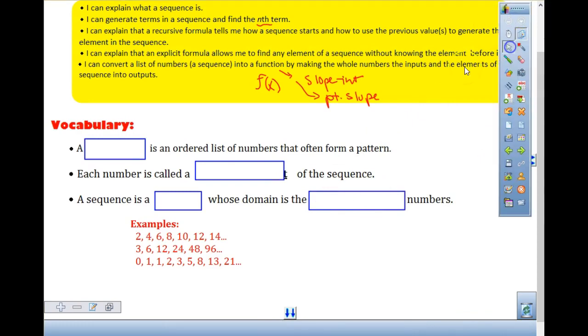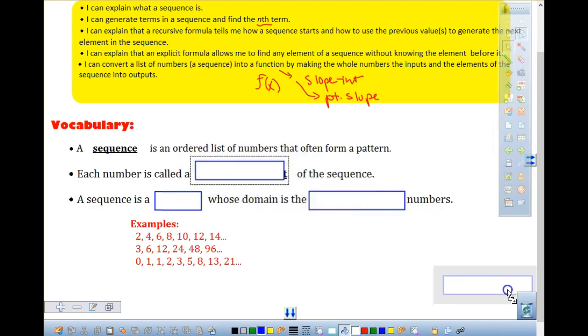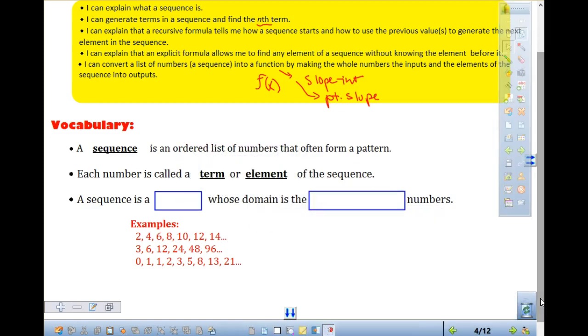So as you are filling in your notes today, a blank is an ordered list of numbers that form a pattern, and that is a sequence. Each number is called a term or an element of your sequence. So this is on page 31.